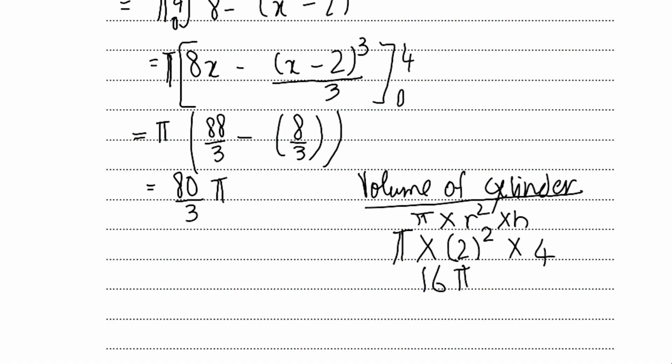Okay, so the final volume, the final answer we get, will be 80π/3 minus 16π, and that will be 32π/3. So this is our final answer.